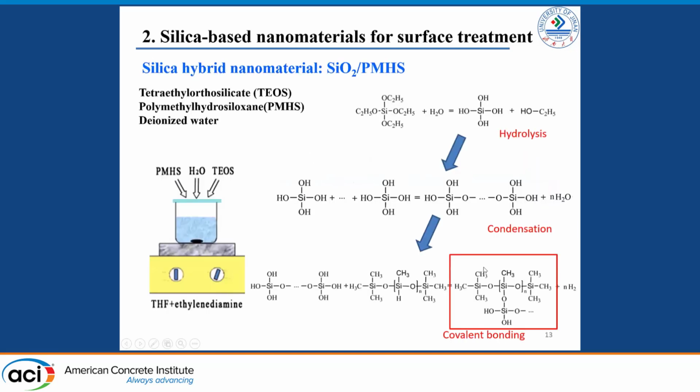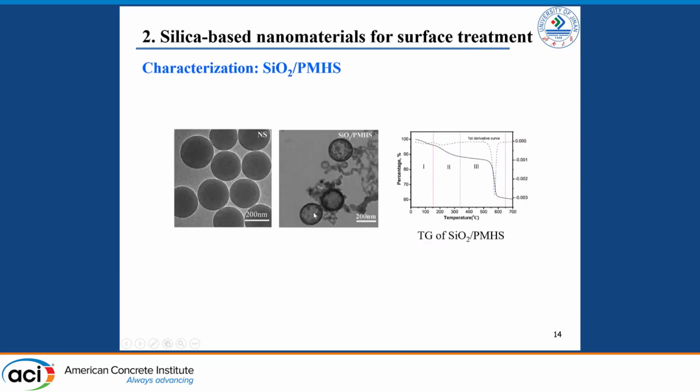That's a concern. Okay, to do that, we form the so-called hybrid materials. First is one component, the silicate component TEOS. It can hydrolyze, forming the nanosilica, and we also use the PMHS, which is a kind of silane, and this silane can be connected with the nanoparticles, forming the hybrid material. So from the characterization, we can see the clear difference between the nanosilica particle here and the hybrid material.